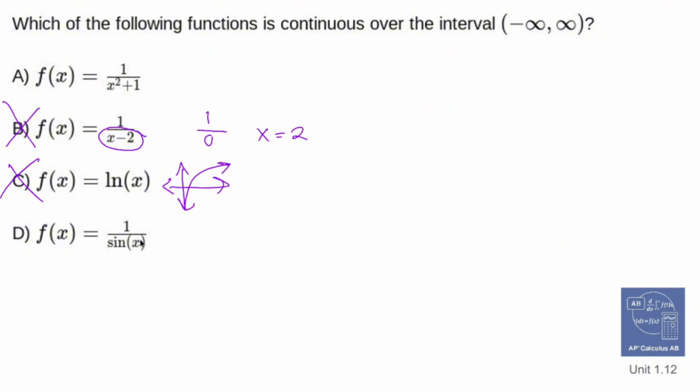Now, there are times where 1 over sine x becomes undefined. In fact, there is an infinite amount of times. If you were to plug in 0 for x, 1 over sine 0 is 1 over 0. So not only is it discontinuous at 0, it's discontinuous at 2 pi and 4 pi and negative 2 pi and all these other spots. So D is not continuous over the entire interval.